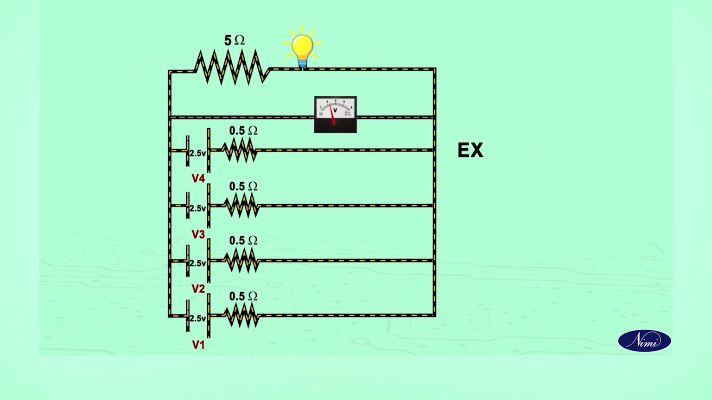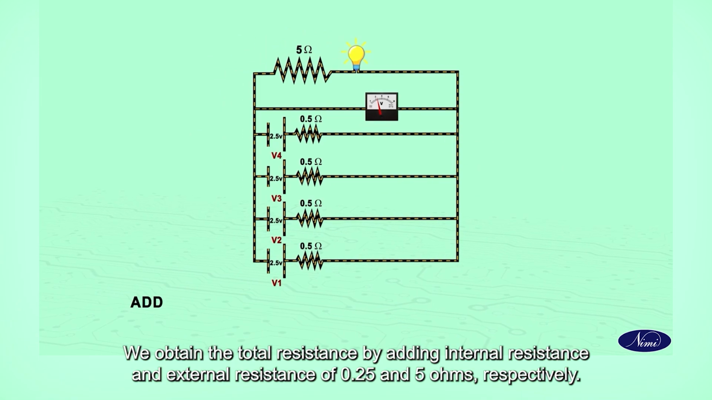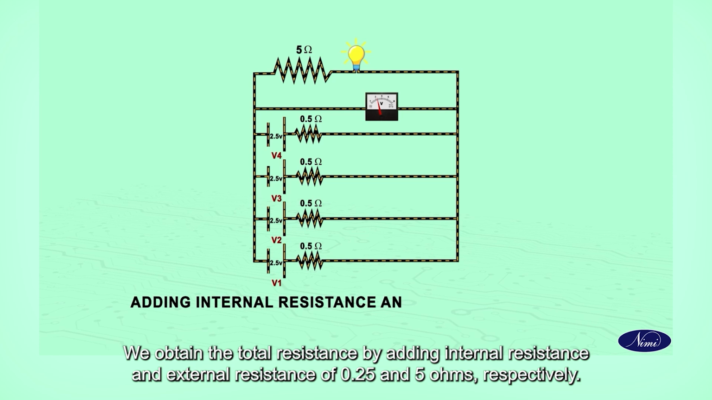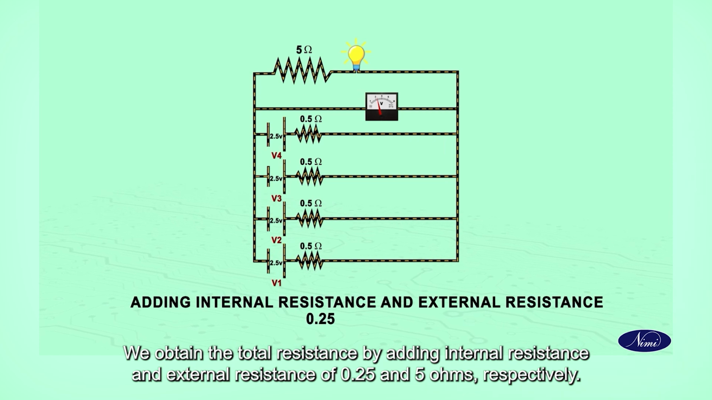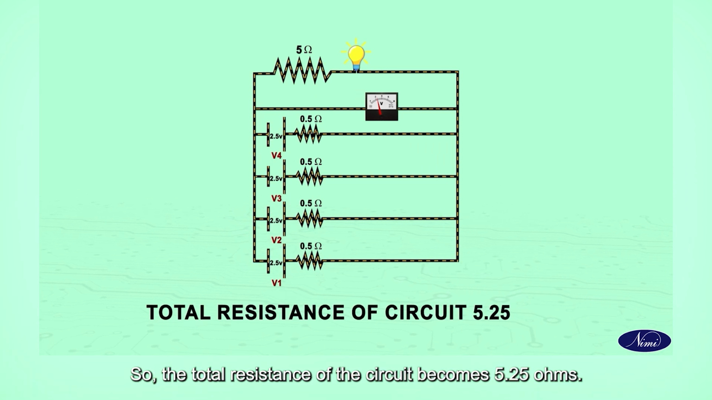The external resistance of the circuit is 5 ohms. We obtain the total resistance by adding the internal resistance and the external resistance, 0.25 and 5 ohms respectively. So, the total resistance of the circuit becomes 5.25 ohms.